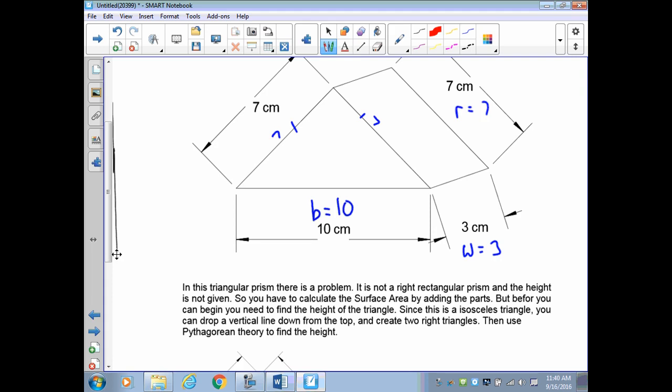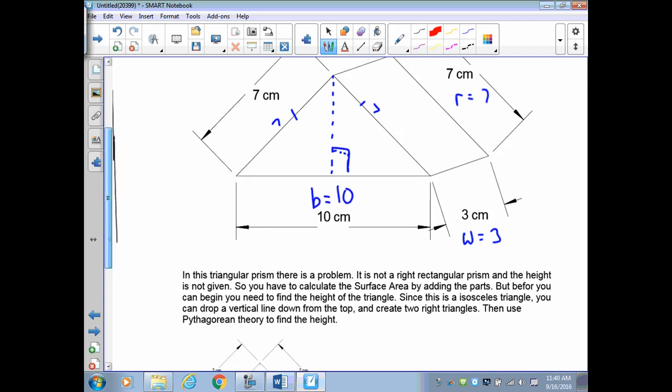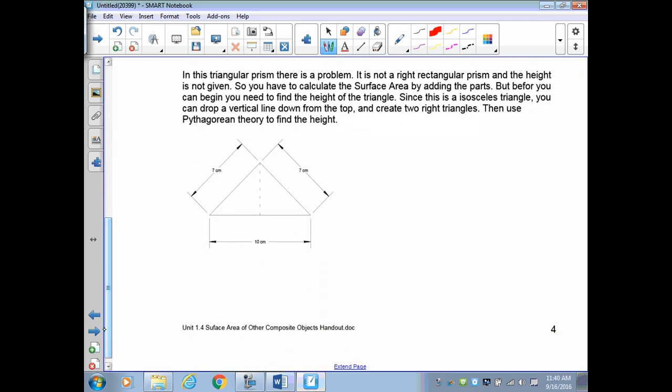But I have a problem. My problem is this. I don't know what the height is. It's not there. I don't have a height. So I've got to calculate the height. Now, fortunately, in our little tool chest of mathematical abilities, we do know about Pythagoras' theorem.